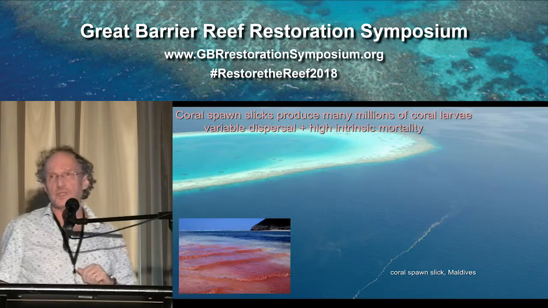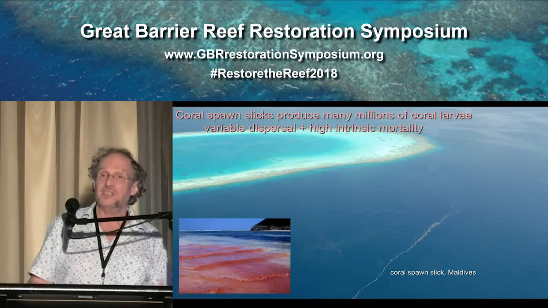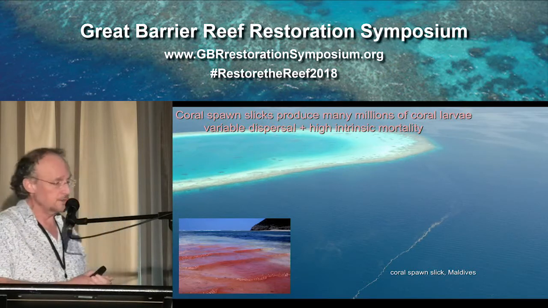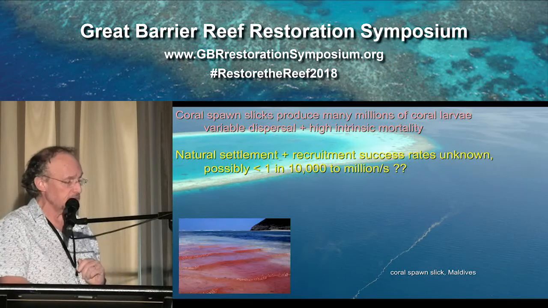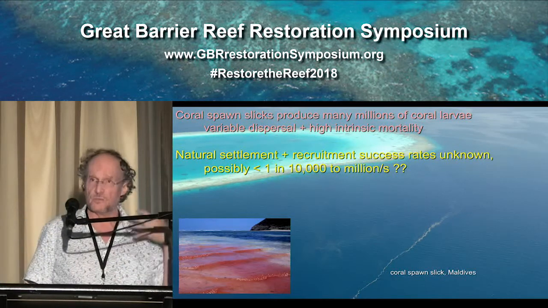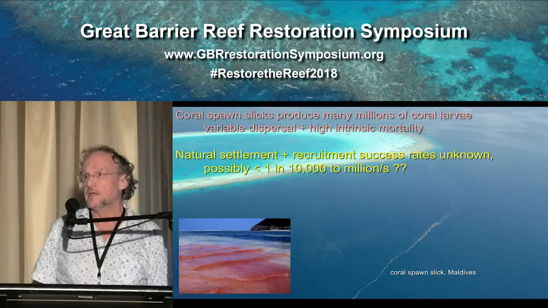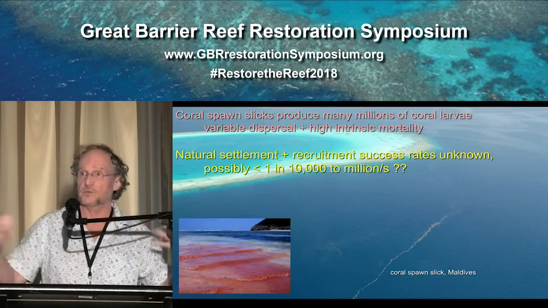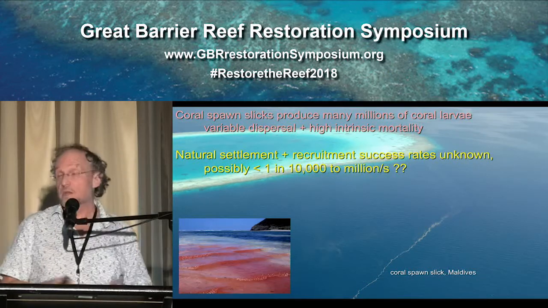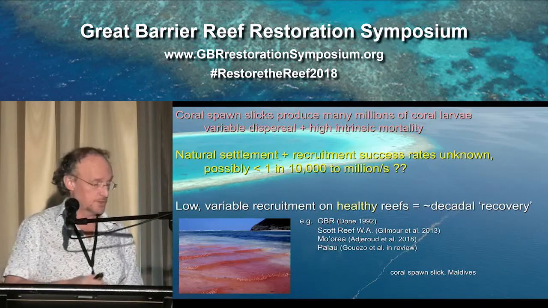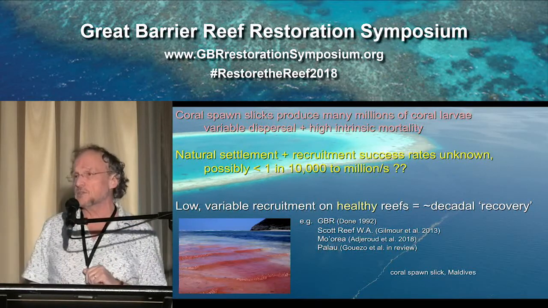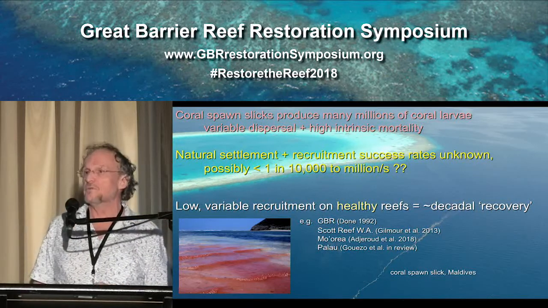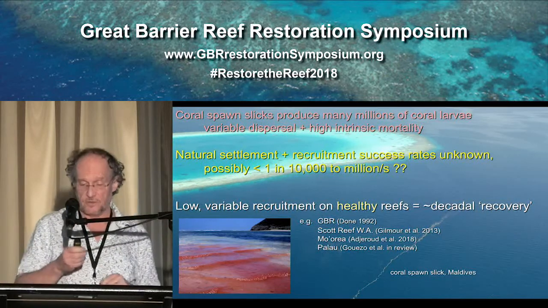We know that coral spawn slicks produce naturally potentially tens, sometimes hundreds of millions of coral larvae with highly variable dispersal patterns and high intrinsic mortality. The interesting thing is we don't actually know what the natural settlement and recruitment success rates are. In good years, it might be as high as 1 in 10,000 larvae that are produced actually result in recruited adults. But it might be as low as 1 in some millions. What we do know is that over time, on healthy reef systems, low but variable recruitment results in some form of decadal scale recovery, at least for the fast-growing species.